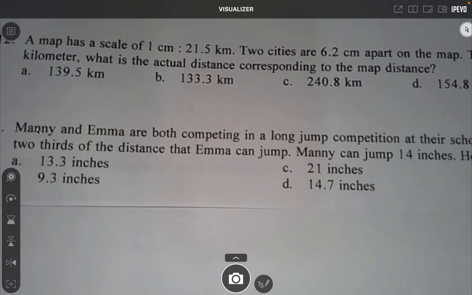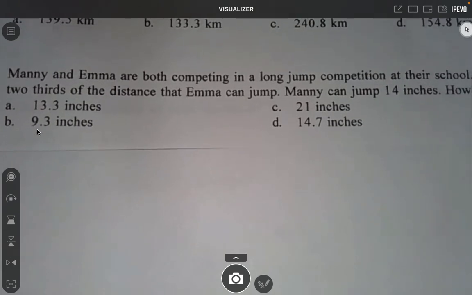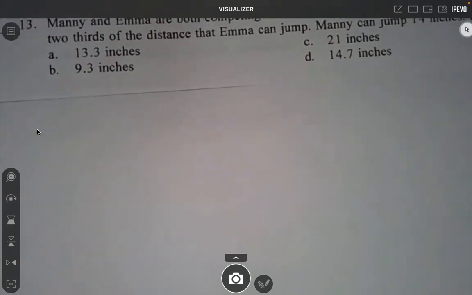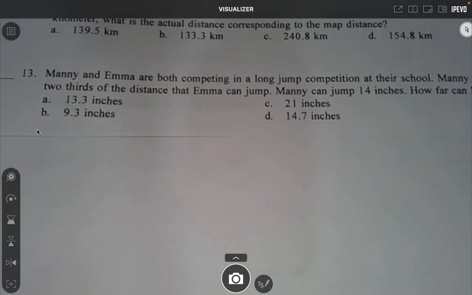Next, number 13. Let me zoom out so I can read it. It says, Manny and Emma are competing in the long jump competition. Manny can jump 2/3 of the distance that Emma can jump. Manny can jump 14 inches. How far can Emma jump?